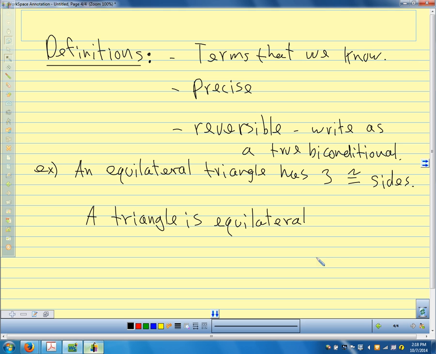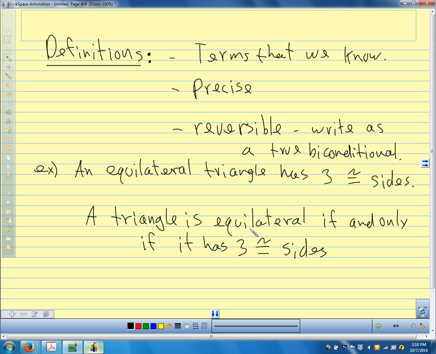So what are we going to say next? We want to see if it's reversible, so we're going to write it as a biconditional. If and only if what? It has three congruent sides. I could also have written a triangle has three congruent sides if and only if it is equilateral. We could write it either way.